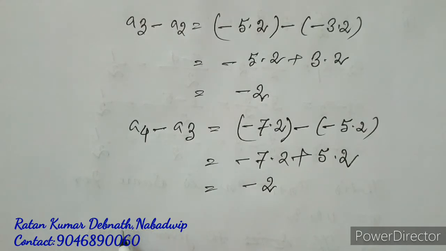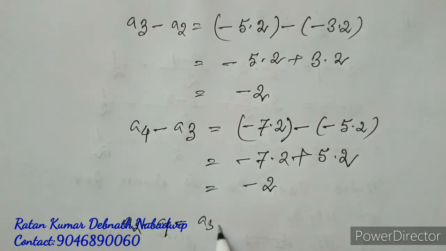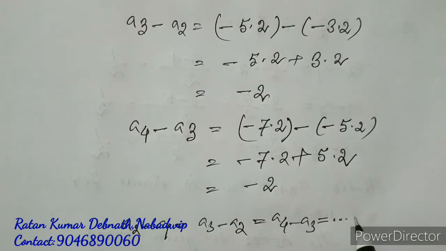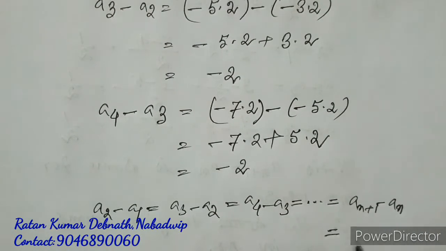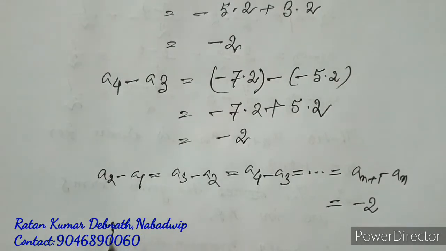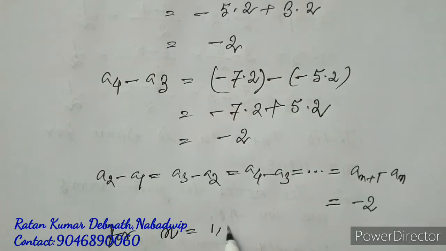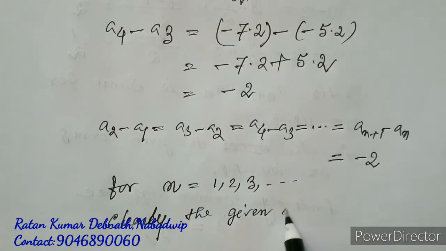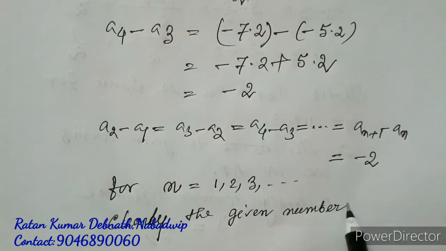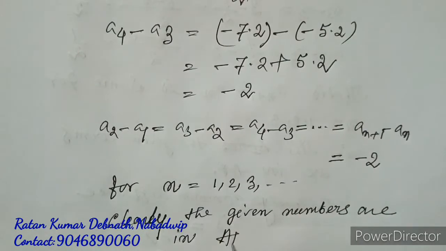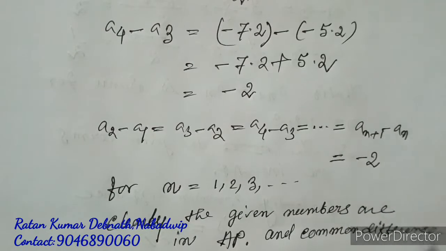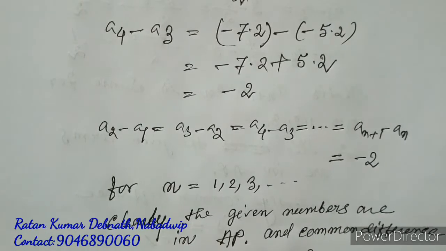So we can say a2 minus a1 equals a3 minus a2 equals a4 minus a3 equals dot dot equals a(n+1) minus a(n) equals minus 2 for n equals 1, 2, 3, etc. Clearly, the given numbers are in AP, and the common difference is obviously minus 2.